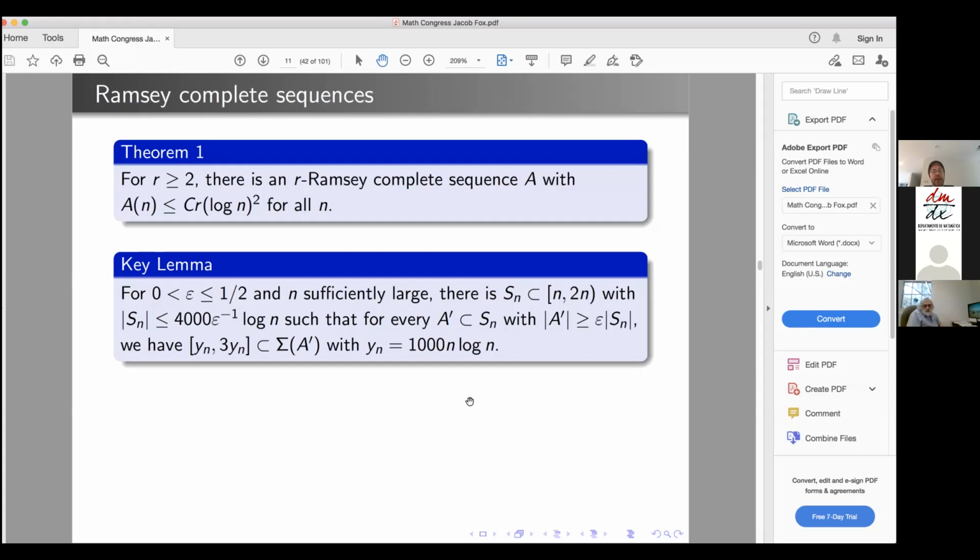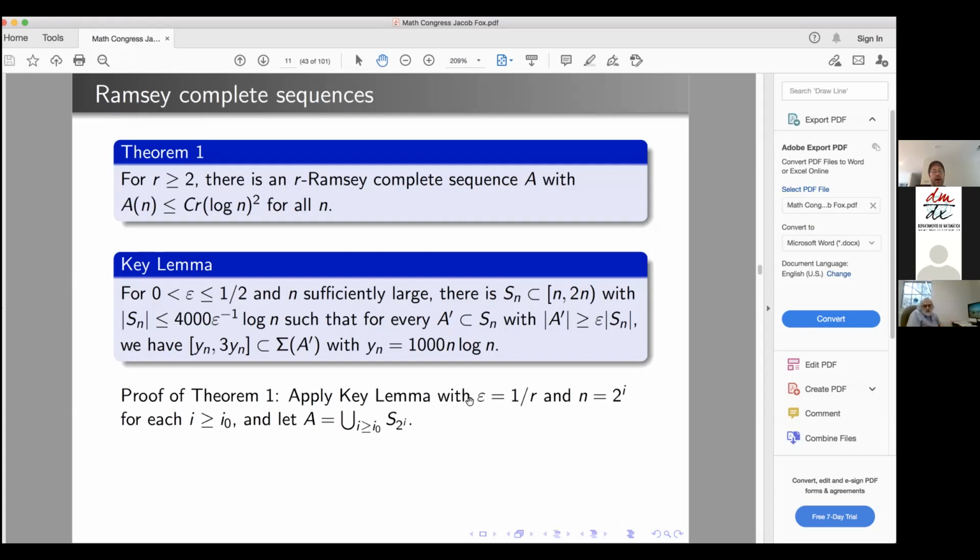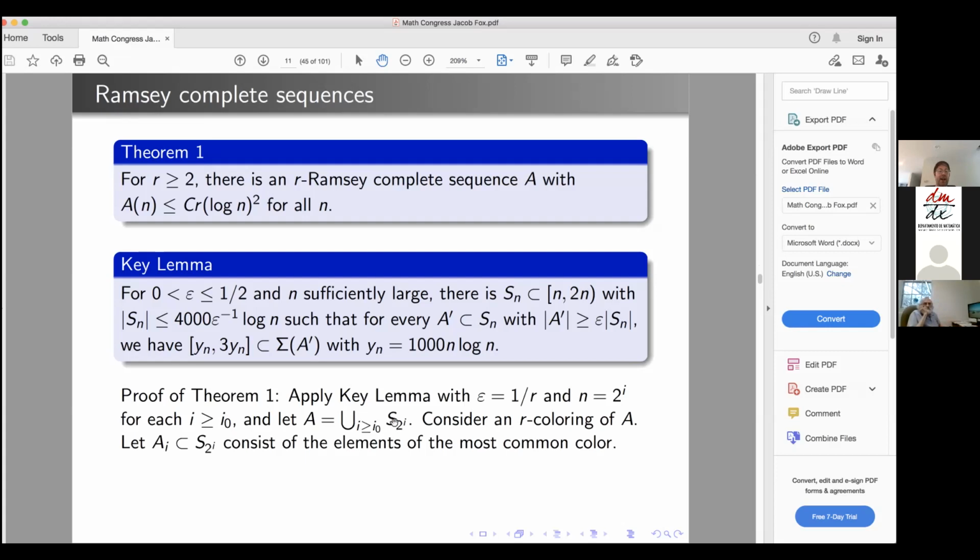If you apply the key lemma with epsilon equals 1 over R and n equals 2 to the i, for each i that's at least some i_0, some constant, then we're going to let A be the union of these subsets of these dyadic intervals. So between each consecutive power of 2, you would find roughly log n elements in S_n, and you take the union of these subsets. Now consider an R coloring of the set A. This gives you an R coloring of each of these S_{2^i}'s. And we're going to pick out the color class from S_{2^i} that's as dense as possible, and we're going to call that A_i. That's the most common color.